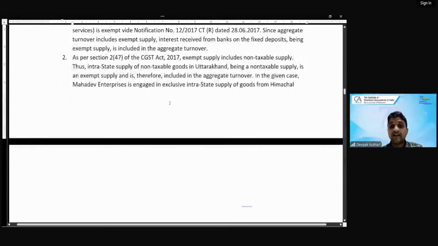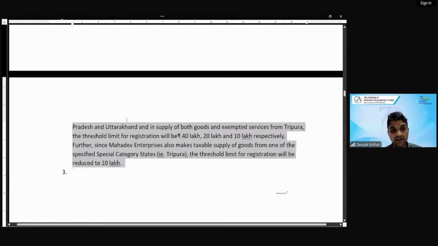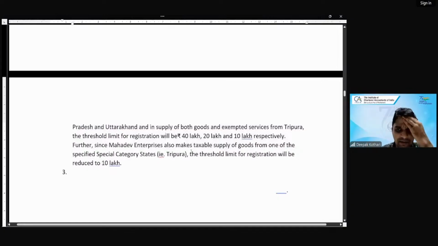Mahadev Enterprises is engaged in exclusive intrastate supply of goods from Himachal Pradesh. Right? He is engaged in exclusive supply of goods in the state of Himachal Pradesh and Uttarakhand, and in supply of both goods and exempted services from Tripura. So the threshold limit will be 40 lakhs, 20 lakhs and 10 lakhs respectively. Since Mahadev Enterprises also makes taxable supply of goods from one of the specified category of states, as you have already pointed out, Tripura is 10 lakhs. So he will have to take the registration.